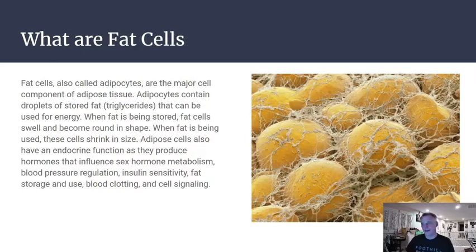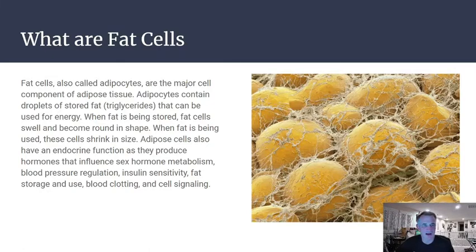And then fat cells, again, a very different looking cell, right? Fat cells are called adipocytes. These are major cell components of adipose tissue. They contain droplets of stored fat or triglycerides that could be used for energy. So it's long-term energy storage. When fat is being stored, fat cells swell and become round shaped. When fat cells are being used, they shrink in size.